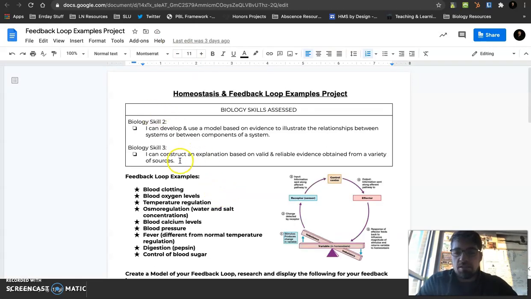Again, the focus is these two skills here, okay? It's that you can develop a model based on evidence to illustrate the relationship between systems. You're showing me what your body is doing in relation to the changes that are occurring and showing a model of that. Okay, and then probably the most important one is you can construct an explanation based on viable and reliable evidence. Okay, so go find that evidence and then make sense of it. That's what I'm asking you to do here.